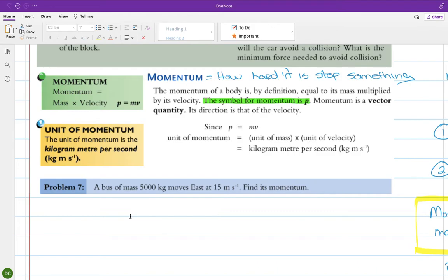Momentum is a vector. The fact that it's mass times velocity, and velocity is a vector, means it's going to be a vector. So if you have, let's go back to my double-decker bus. So here's my double-decker bus.